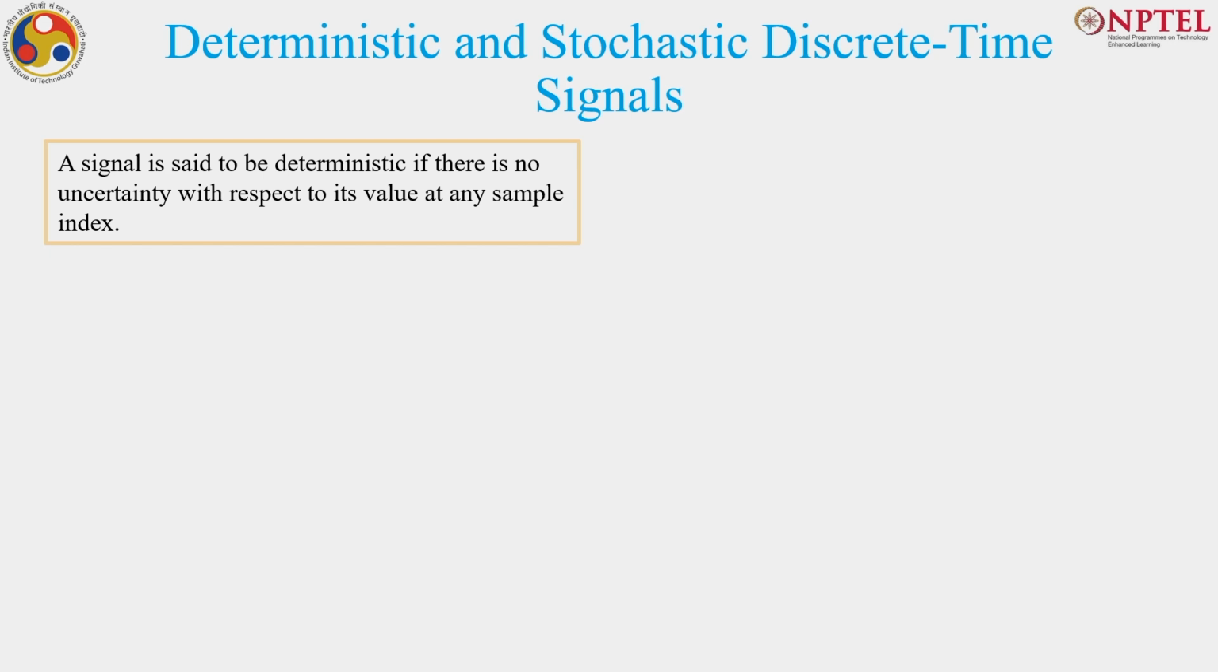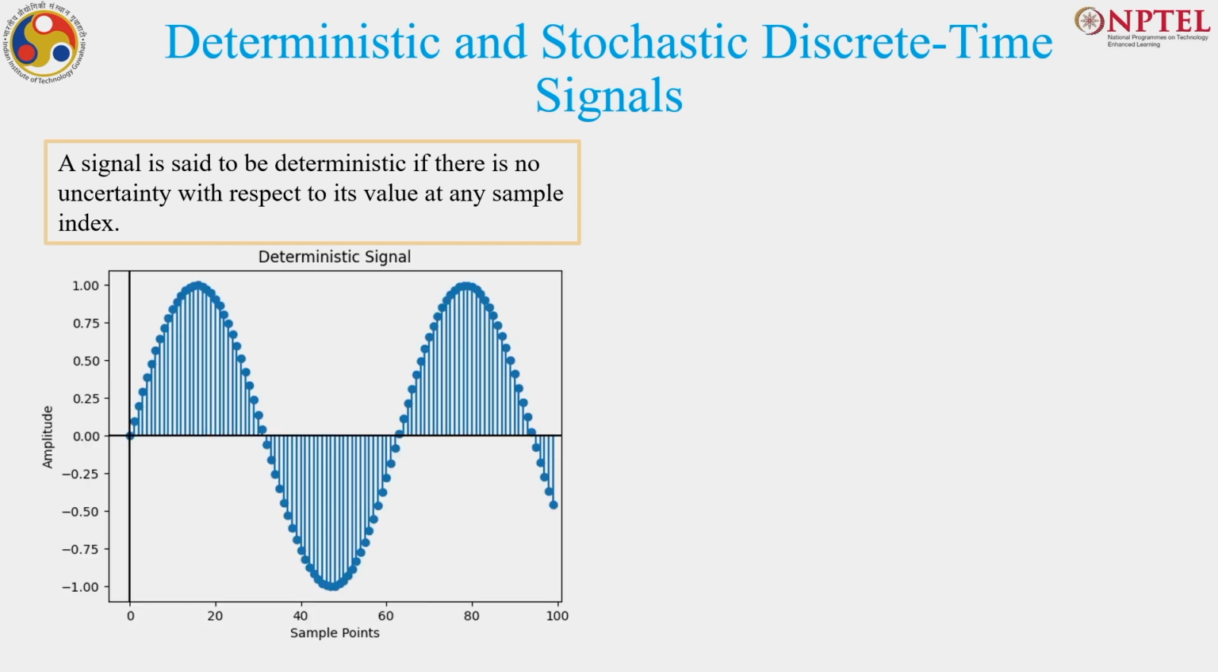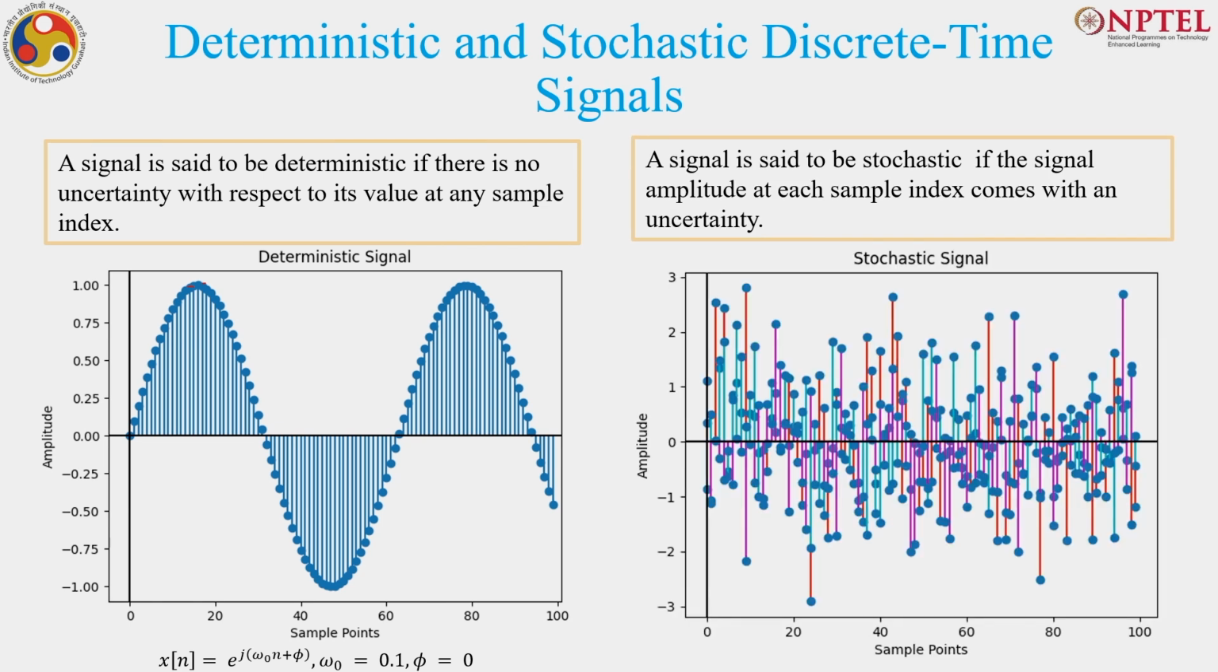any sample index. Suppose at any given value of n, say I want the value of the signal at n equals 20, I have the value as 1.00, which will always hold true. This is in contrast to a stochastic signal, where if you take different realizations, you will get different values at a given value of n.